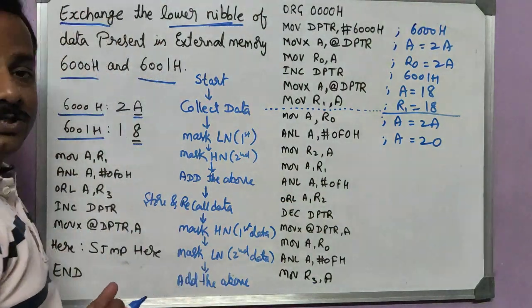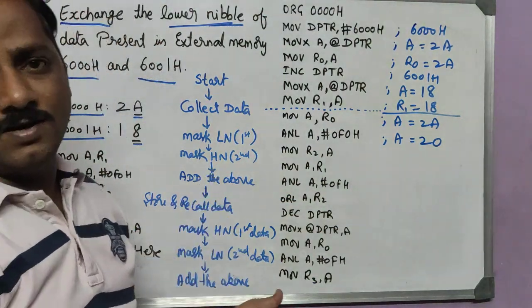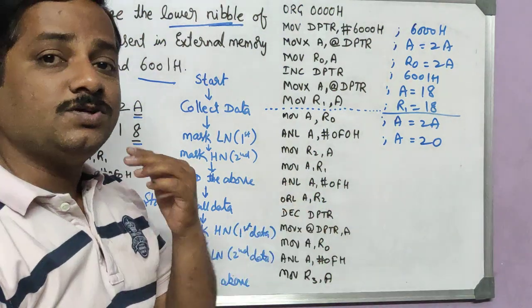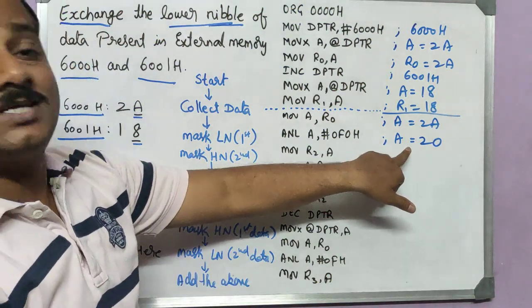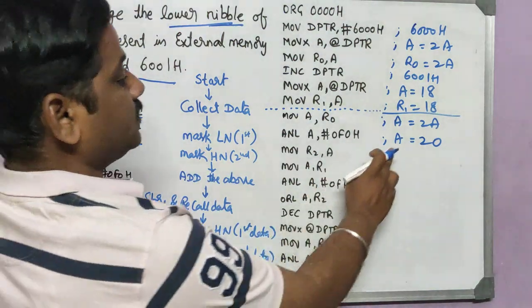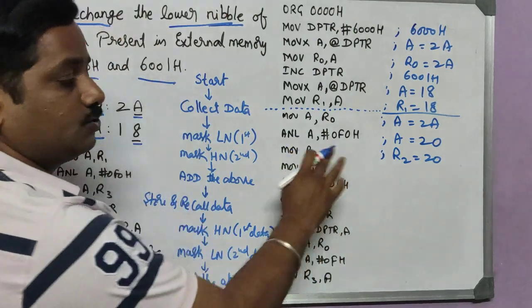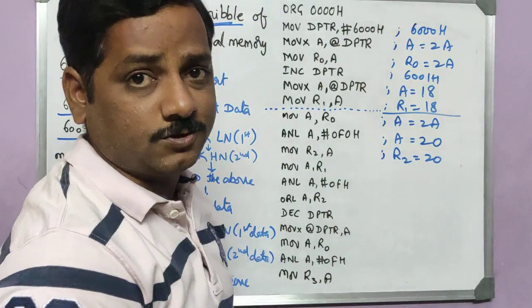Okay, next what I should do, I should mask the higher nibble. So again you want to use the accumulator, because whenever I use the ANL, I should use the accumulator. So this data has to be stored somewhere. So I will store it in R2. So R2 will also have 20. I have stored it in some temporary register R2.